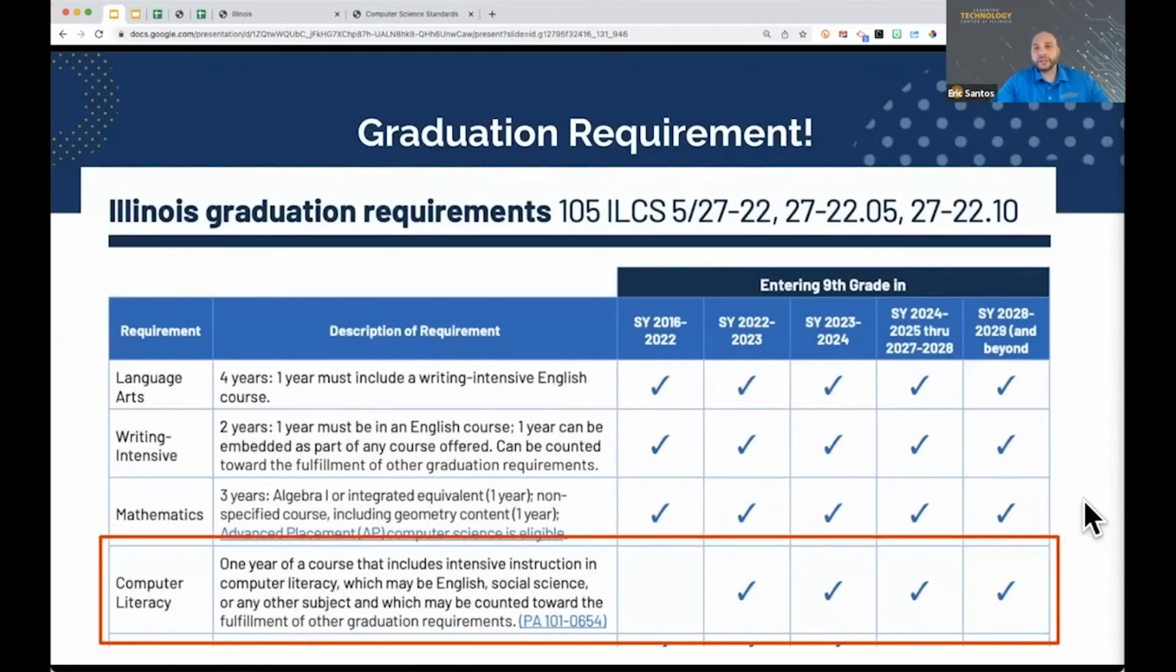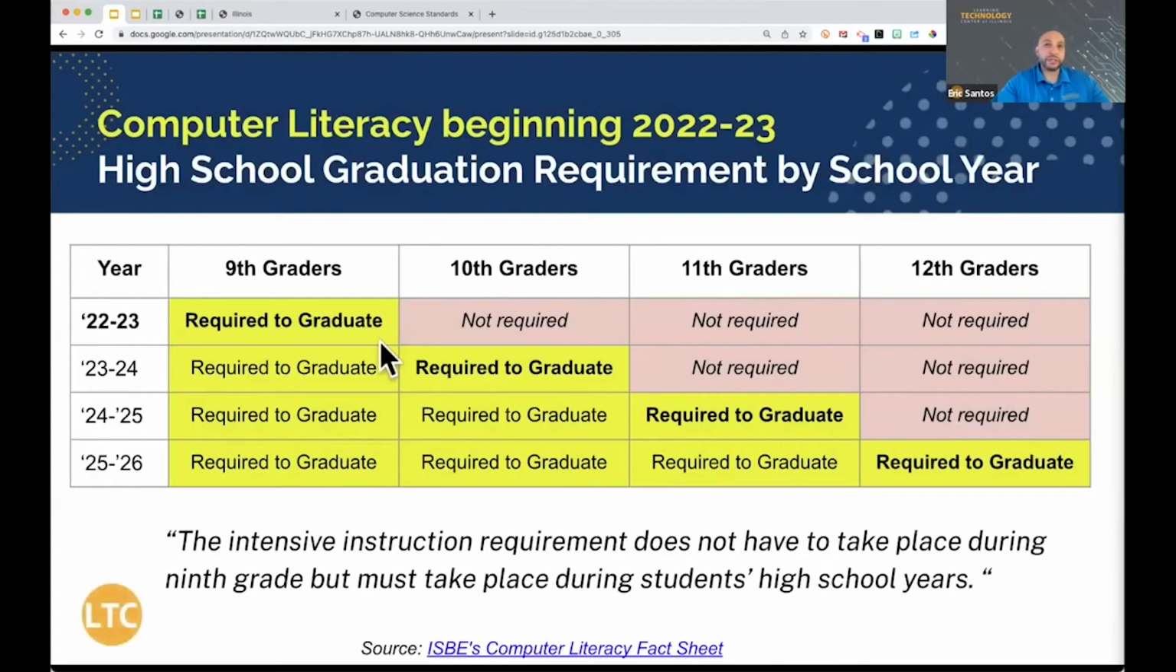Additionally, there's just an excerpt from the graduation requirements, and here's a little visual that can help you out. Here are the school years, and your ninth graders, following that class in bold, are the first group that's going to have to graduate with that requirement. Next year, anyone who's 10th grade or higher is not going to fulfill that requirement. Doesn't mean they couldn't also participate in this class, but it's important to know that they're not required to, while every other class afterwards will be required to.